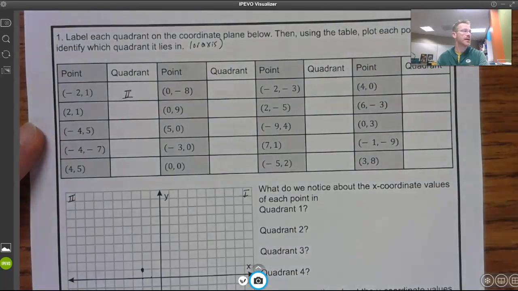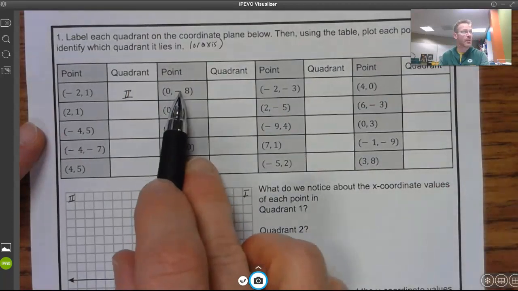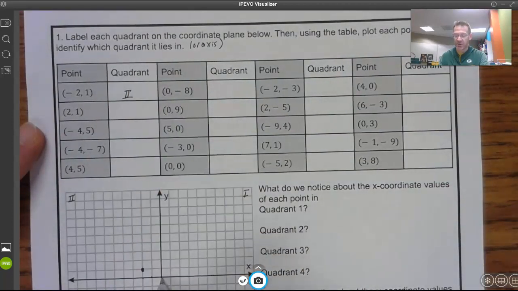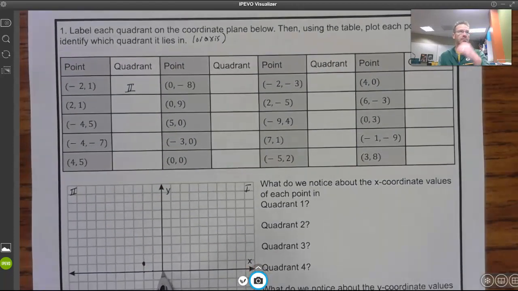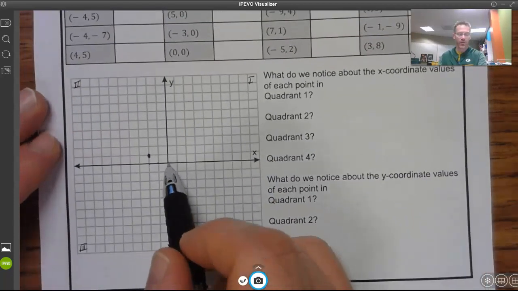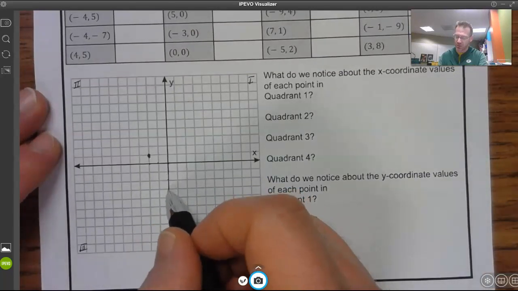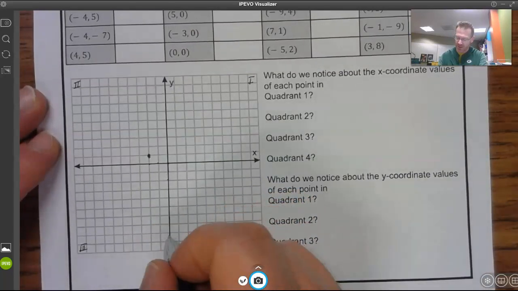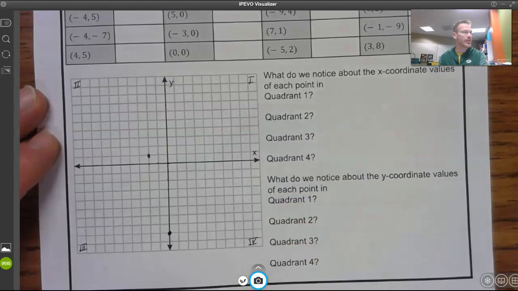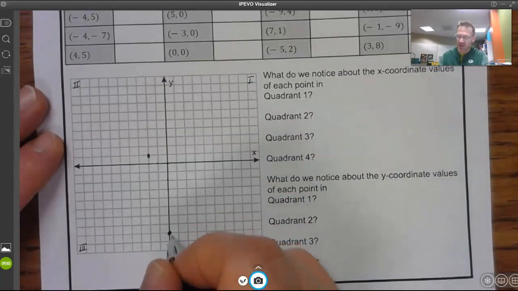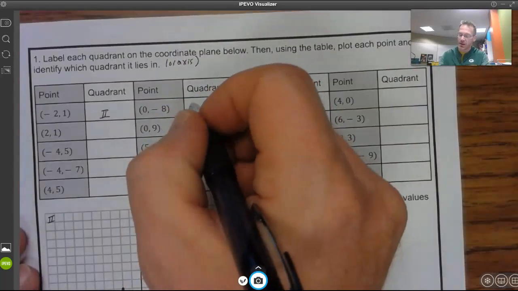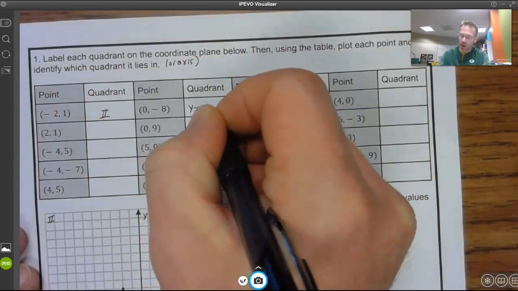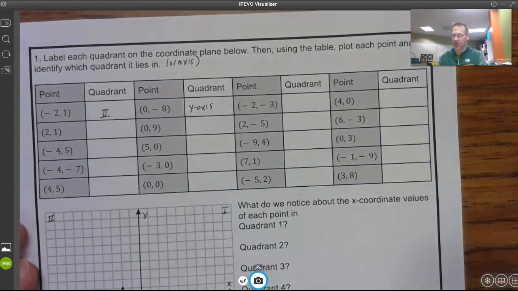All right, so negative 2, 1. And then notice now we go to 0, negative 8. So I'm at 0, 0, and notice x is 0, so that tells me do not move left or right. And then y is negative 8. So that means go down 8. So from the origin, I'm going to go down 1, 2, 3, 4, 5, 6, 7, 8 right there. And so that is 0, negative 8. And so notice I'm not in one of the quadrants. I'm on an axis here, and so we're just going to say y-axis. So just know that if you fall on one of the axes, just write x-axis or y-axis.